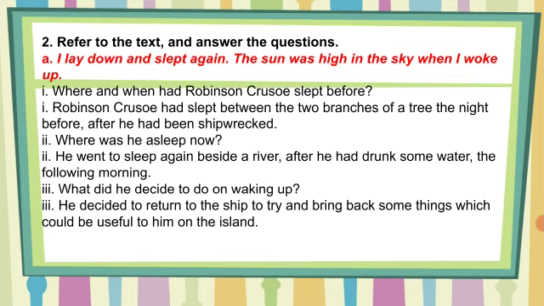Robinson Crusoe had slept between the 2 branches of a tree the night before, after he had been shipwrecked. Where was he asleep now? He went to sleep again beside a river after he had drunk some water the following morning. What did he decide to do on waking up? He decided to return to the ship to try and bring back some things which could be useful to him on the island.